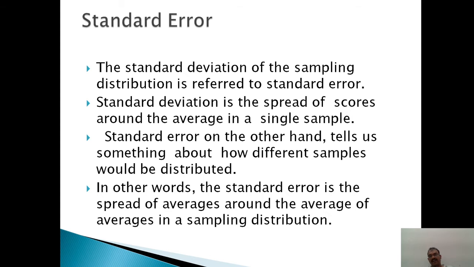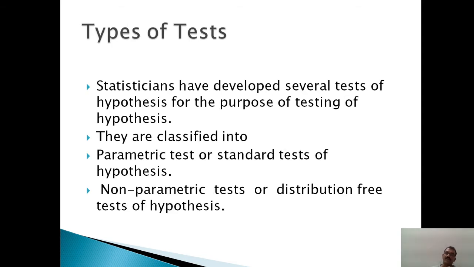Standard error, on the other hand, tells us something about how different samples would be distributed. In other words, the standard error is the spread of averages around the average of averages in a sampling distribution.